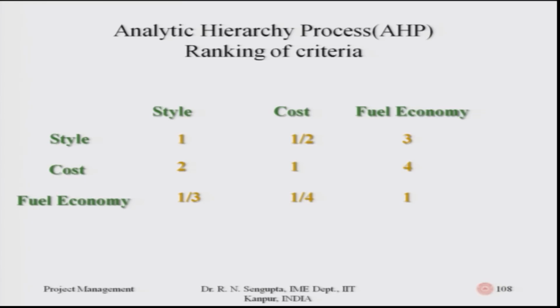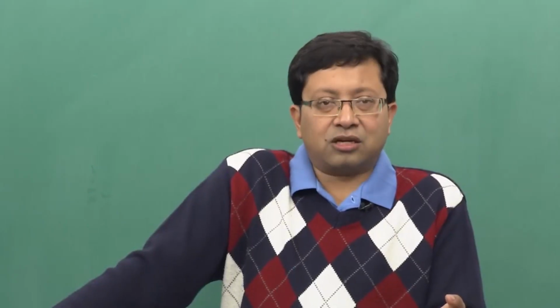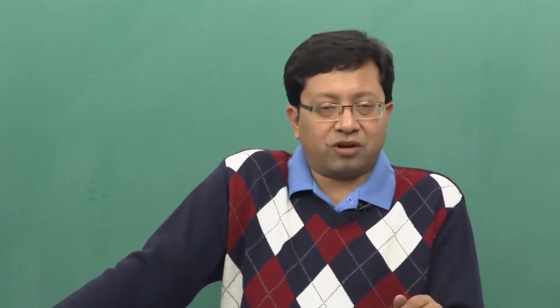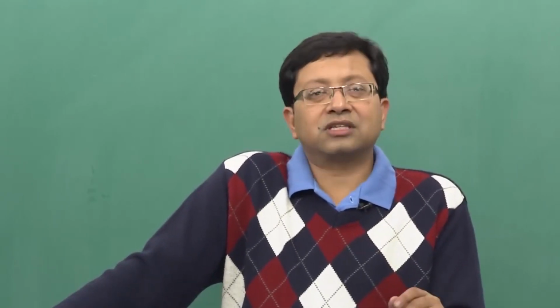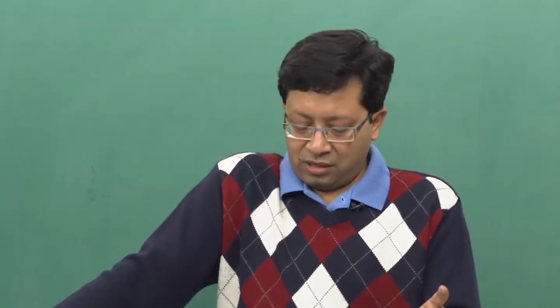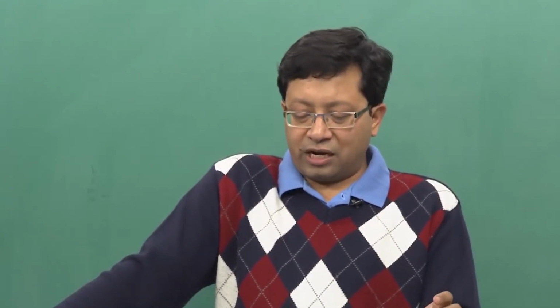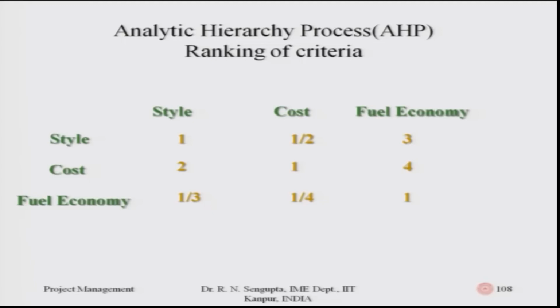Now, if you were forced to take style into consideration with respect to cost, then the overall score would be half. That means the overall utility or benefit you are trying to get by taking the decision related to style only, with respect to cost, is giving you a benefit of half only. Similarly, when I go into style and fuel economy, the scores are 3 and 1/3. If I go to cost, then it is 4 and 1/4 between cost and fuel economy.